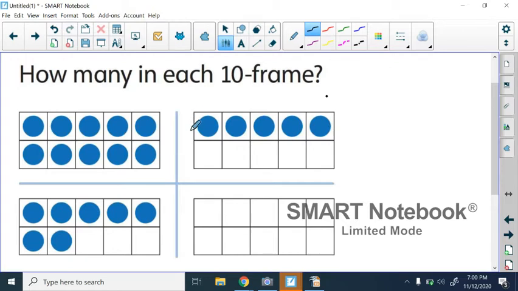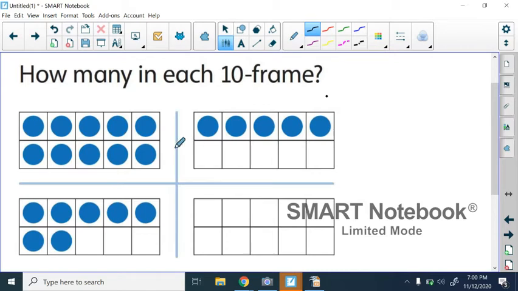What about this 10 frame, boys and girls? How many counters do you see here? Thumbs up if you said there are 5 counters. Yes, boys and girls, did you know that there were 5 without counting? Maybe you knew that there were 5 because you noticed that just one row has counters. So because just one row has counters, that means that there's 5.